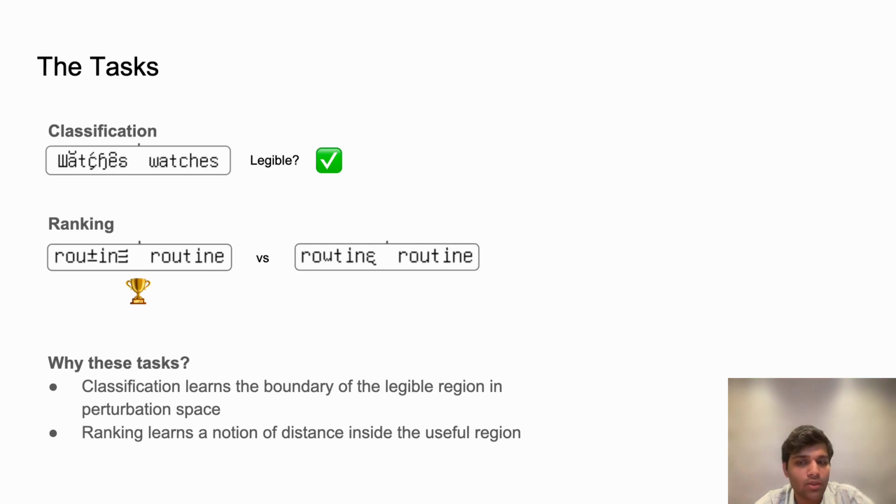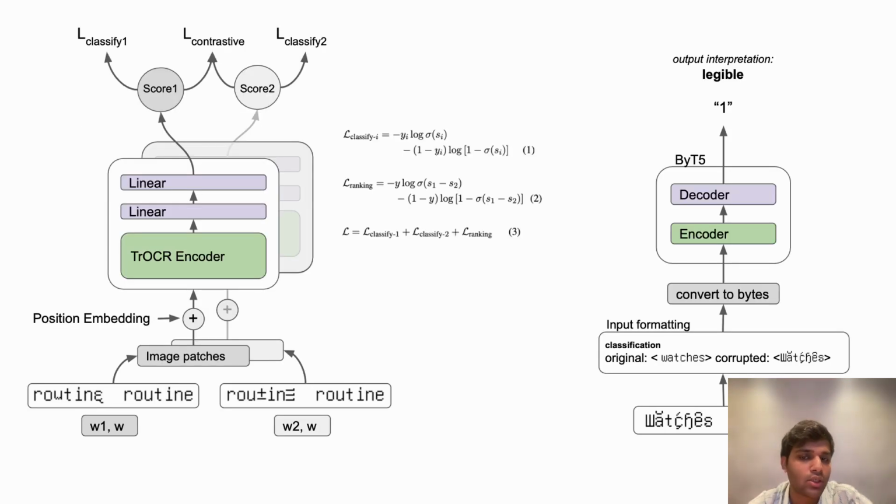And why did we choose these two tasks in particular? So consider the space of all perturbations of a given word. Now within this space of all the perturbations around a word, we're trying to characterize the subspace of all the legible perturbations around that word. And we think that the classification task helps us to learn the boundary of the legible region in this perturbation space, whereas the ranking task helps us inside the legible region by giving us some notion of distance inside this useful region.